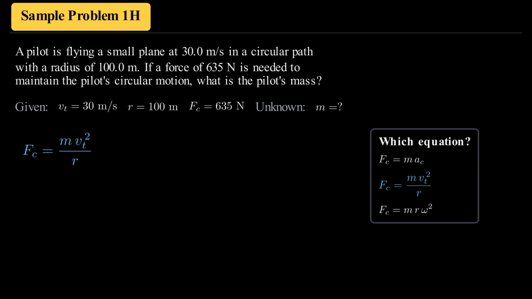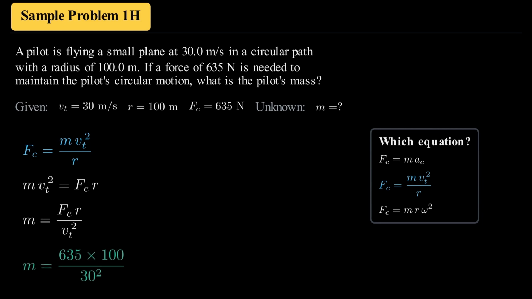So Fc multiplied by the radius, and then we have m vt squared. This is going to be m vt squared is equal to Fc multiplied by r. You're trying to find mass, so divide both sides by mass. Mass is equal to Fc multiplied by r divided by vt squared. Just apply the numbers that you have.